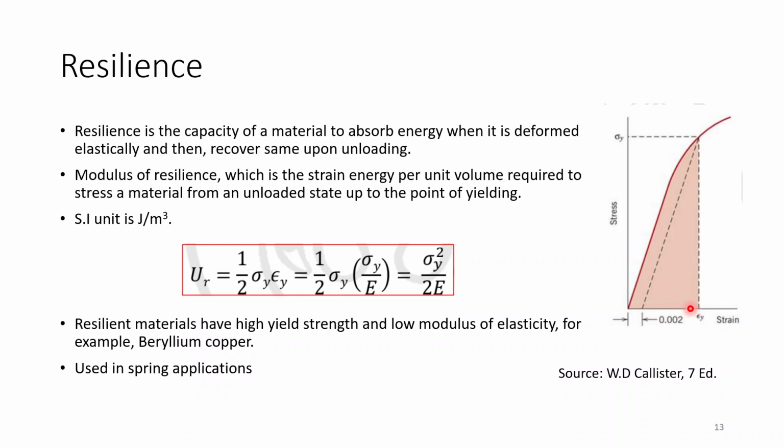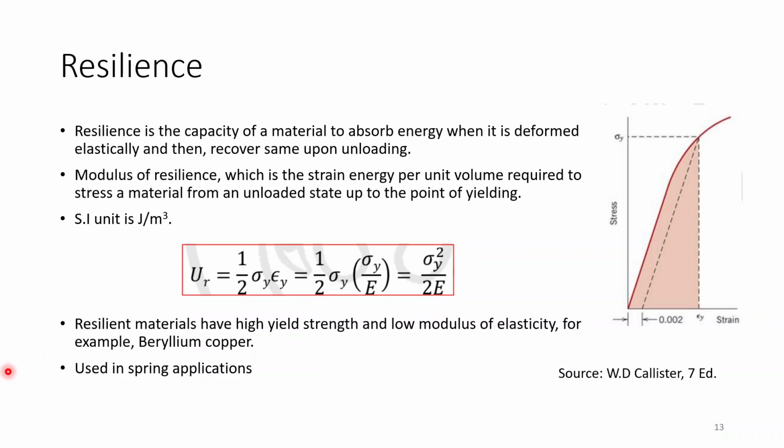So this, as you can see, is similar to a triangle, right? So for this triangle you can say this is your epsilon y times sigma y, then you put half for the triangle. So this will be half times sigma y times epsilon y. Now from Hooke's law you can write this strain in terms of the elastic modulus, which you will be knowing, and this becomes sigma y squared divided by 2E.